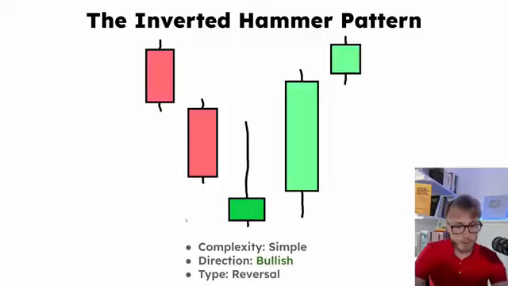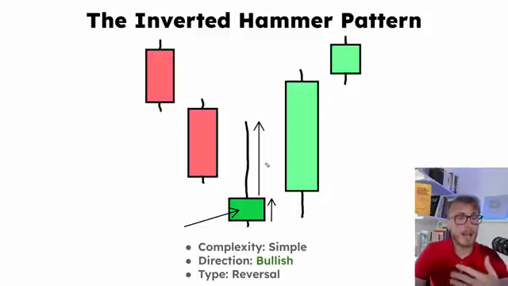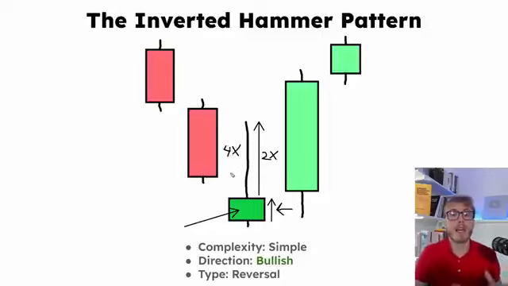The pattern itself consists of one single candle with a very small real body and a long upper wick. And here, just as with the hammer pattern, we want the wick to be at least twice the size compared to the real body. And in this case, you can see that the wick is maybe 4 times as large as the real body. So that is a very good sign.